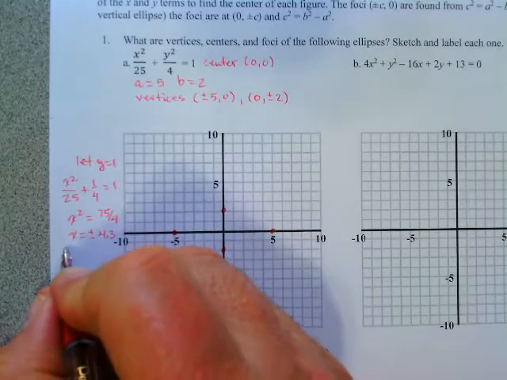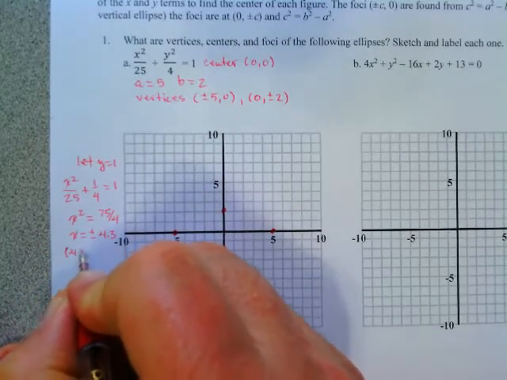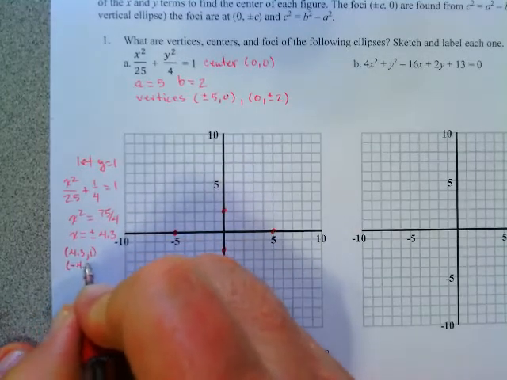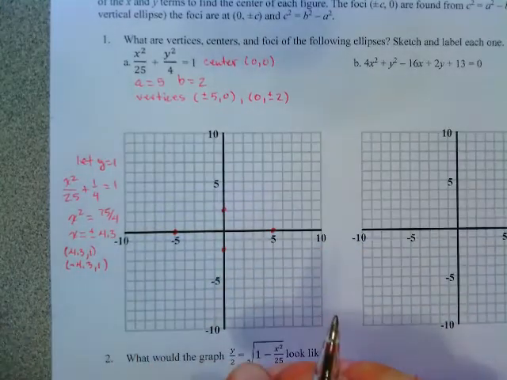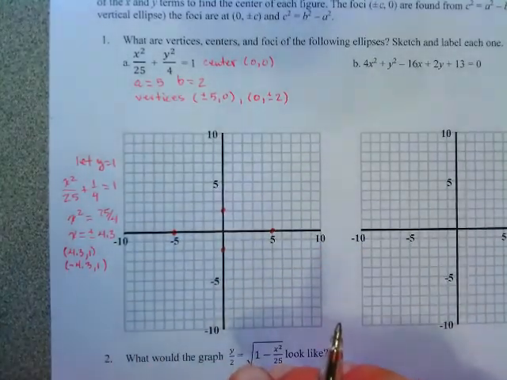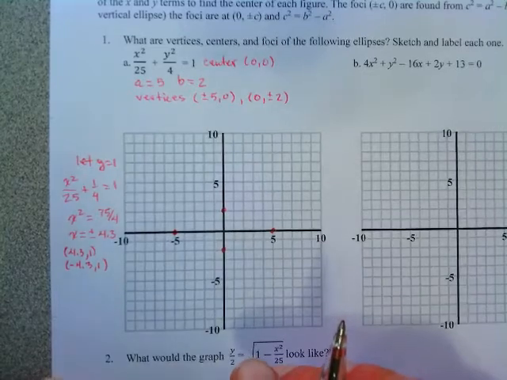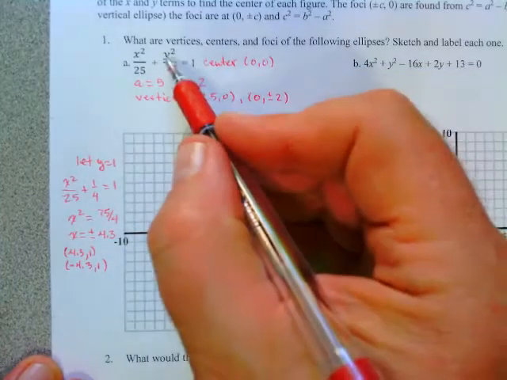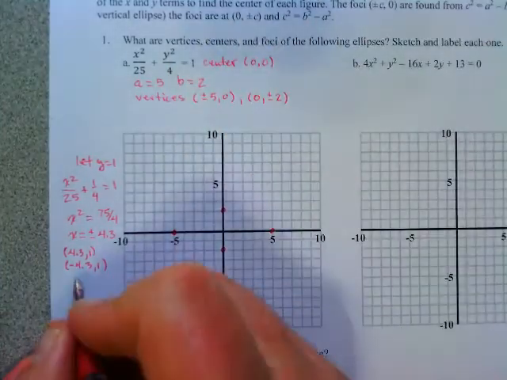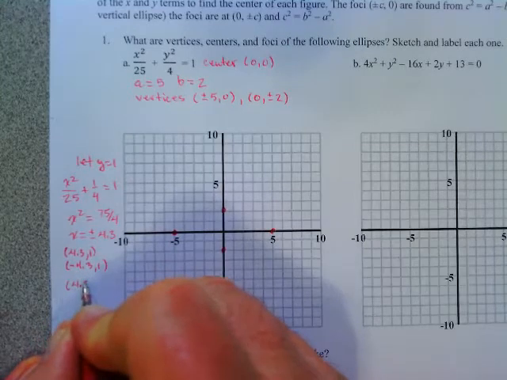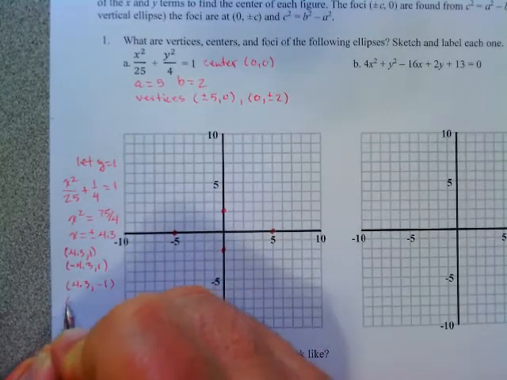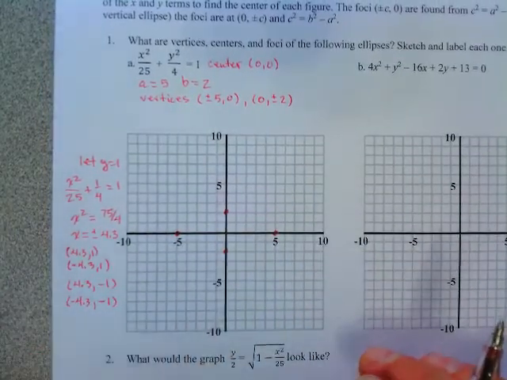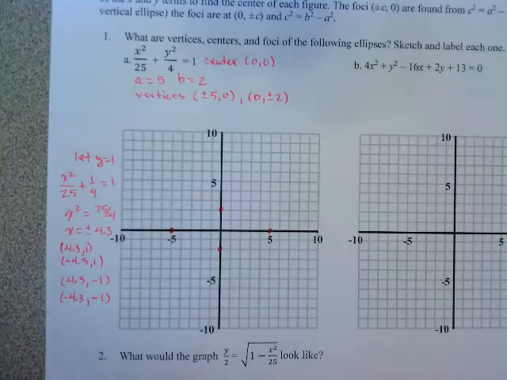So that means we have another point at 4.31, and then we have one at negative 4.31. Now, if this was true for y equals 1, it has to be true for y equals negative 1. In other words, just like for the circle, we have to have symmetry. Negative 1 squared is still going to be positive 1, and so we'll have 4.3, negative 1 and negative 4.3, negative 1. And so now we have 4 more points. And so let's go ahead and put those points in.